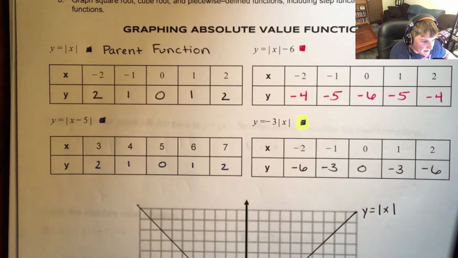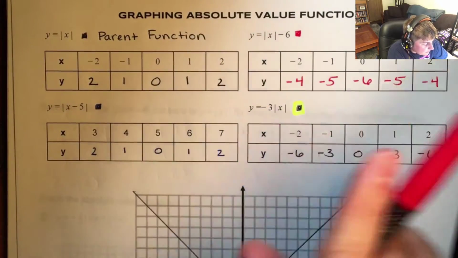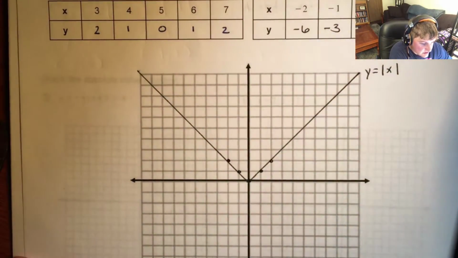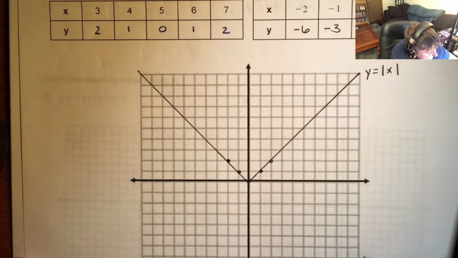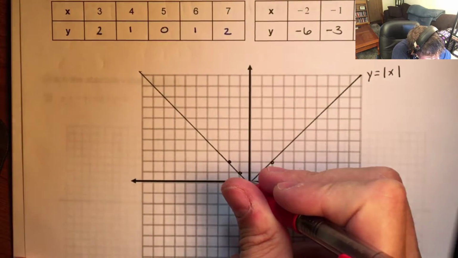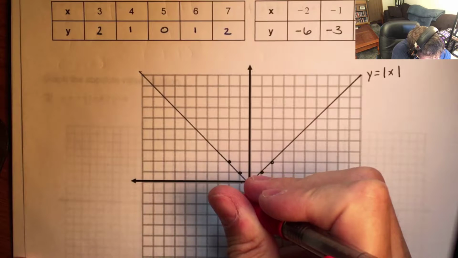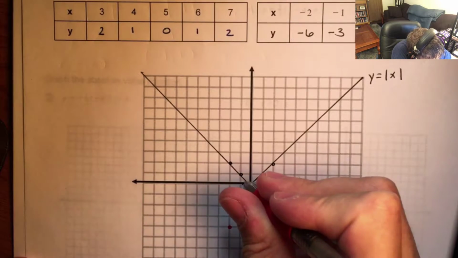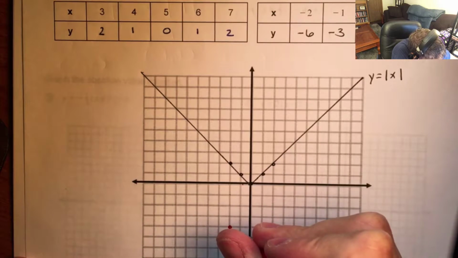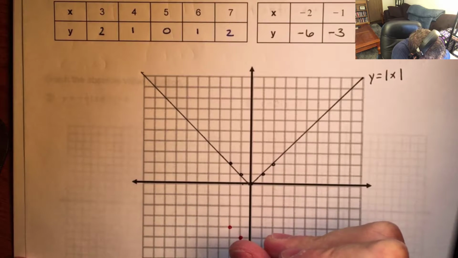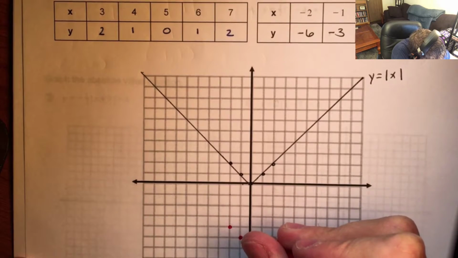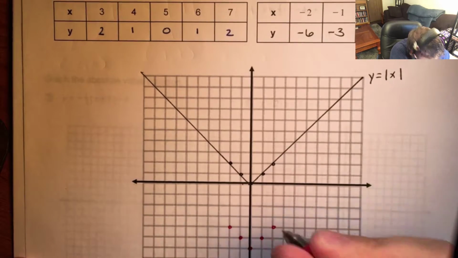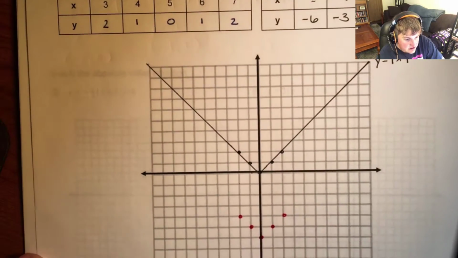Okay, so let's go ahead and graph this red one here I have up in the upper right hand corner. Okay, and so this is going to be -2, -4. So -2, -4. 1, 2, 3, 4. Okay, -1, -5. 0, -6, 1, -5.